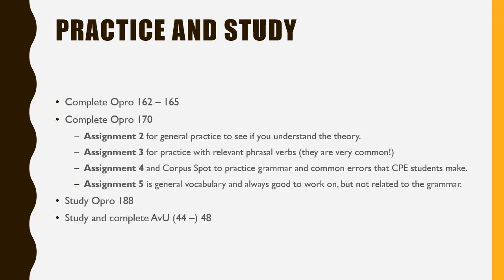On page 188 of Objective Proficiency, you'll find more details and information about have, get, and go. But also go to page 170 and do assignments 2, 3, 4, and 5. Of course, aside from Academic Vocabulary and Use Chapter 47, also study 48, and don't forget about the previous chapters. Keep studying that vocabulary and it will really help you. As for more on adjectives and order, please have another look at pages 162 up until 165 of Objective Proficiency as well.